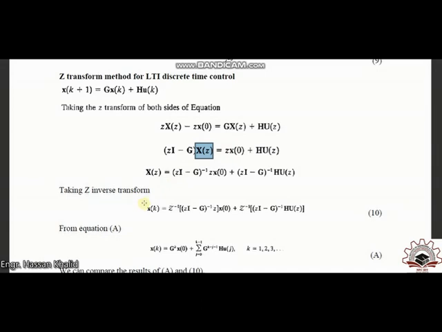Since we are concerned about obtaining the x of k and y of k, we can easily transform x of z into x of k by taking the z inverse transformation. Let's apply the z inverse transform on both sides, where we obtain x of k equal to z inverse of (zI minus G) whole inverse x of 0 plus z inverse of (zI minus G) whole inverse H u of z.